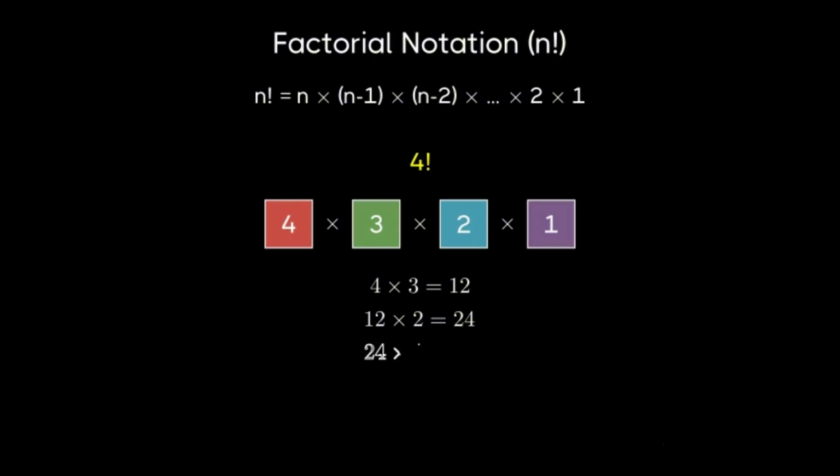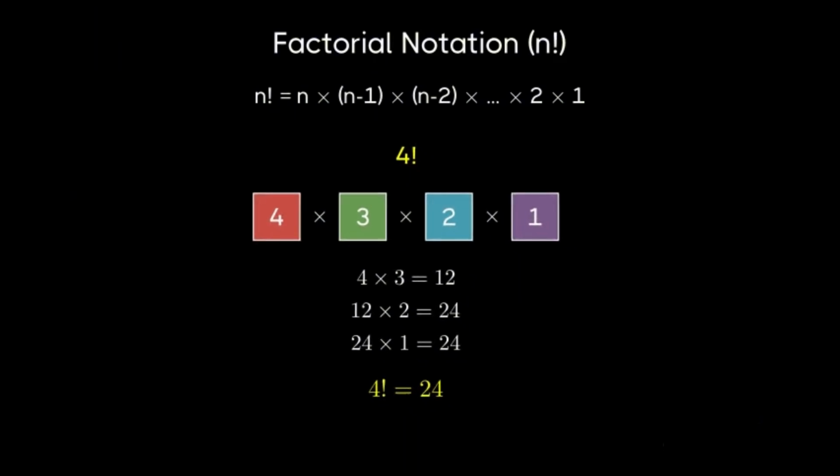Finally, we multiply 24 by 1, which still gives us 24. Multiplying by 1 doesn't change our value, but it's still part of the factorial definition. Therefore, 4 factorial equals 24. This result appears in many mathematical contexts, including combinations and permutations.